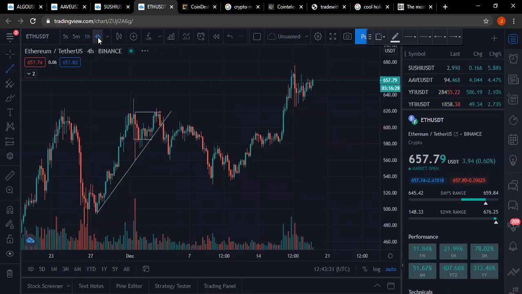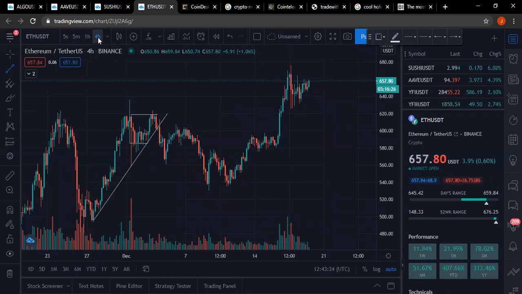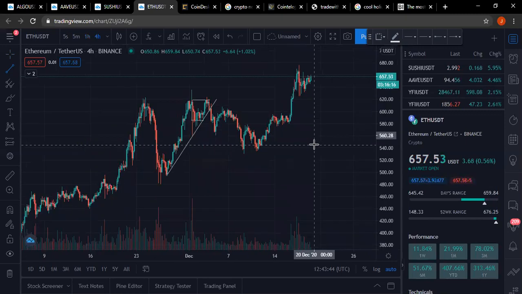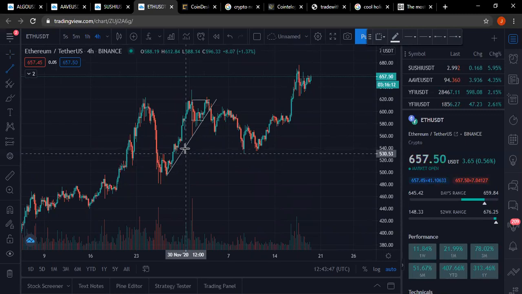Okay, now we've gone to 4 hours. We try to pick a low. By the way, we have to zoom a little bit depending on the kind of trader you are. You can see my previous trend line. It indicated that this market is still on an uptrend.